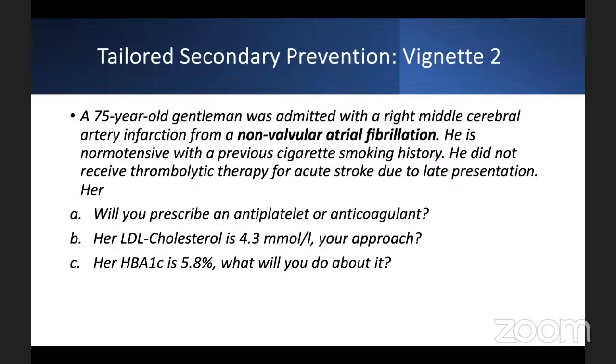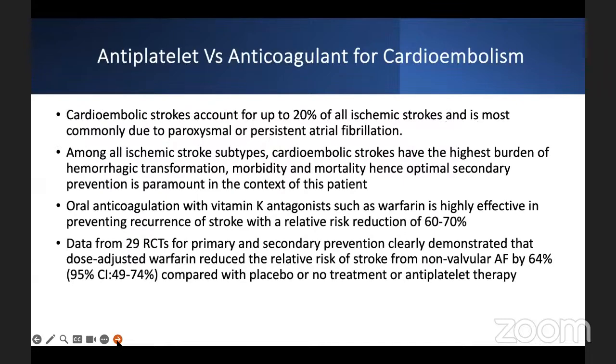I agree. So her HbA1c is 5.8%. If your HbA1c is between 5.7 to 6.4, you have prediabetes. So what are you going to do about the prediabetes? Are you going to counsel her, or what are you going to do? Okay, let's look at the data, shall we?